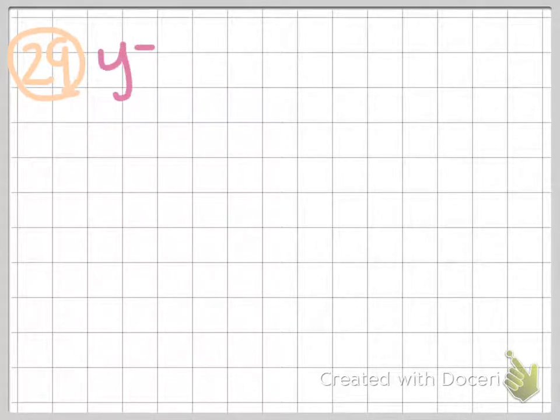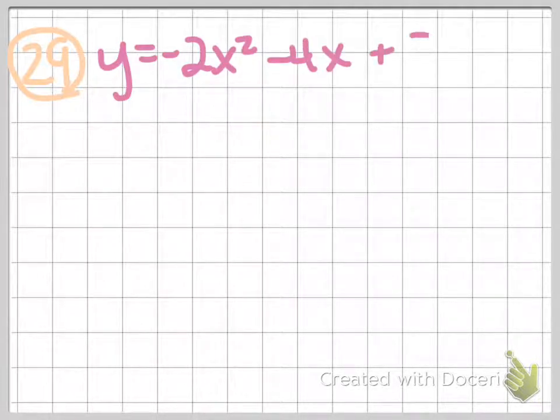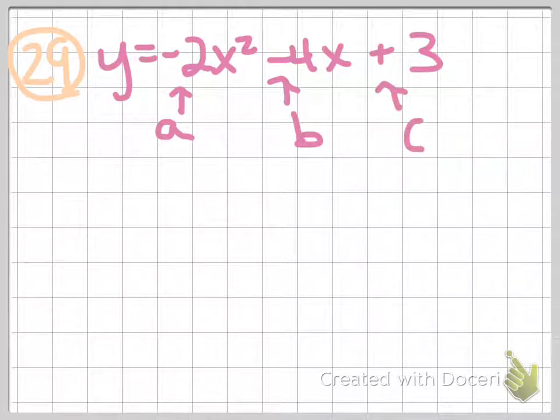Y is equal to negative 2x squared minus 4x plus 3. Part A says, does it open up or down? Because this value here, A, is negative, it opens down. This is my B value. This is my C value.